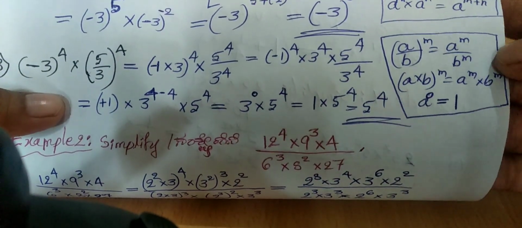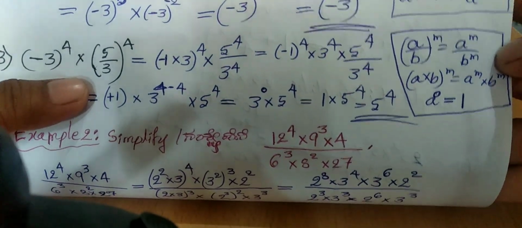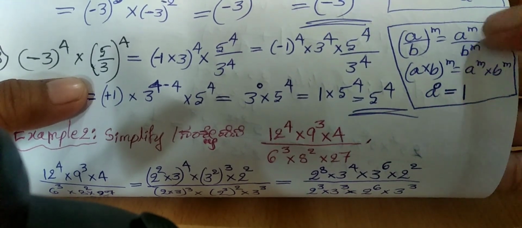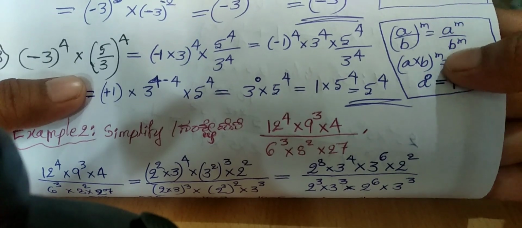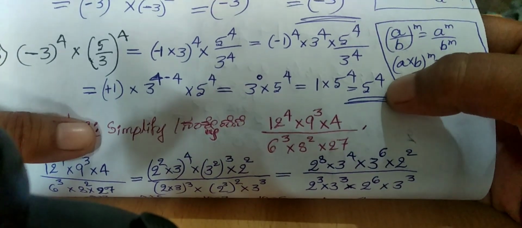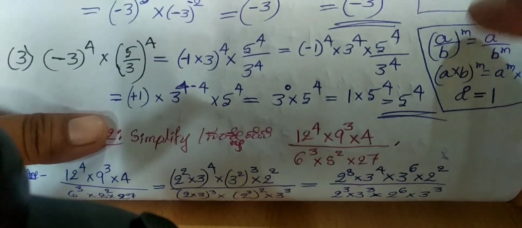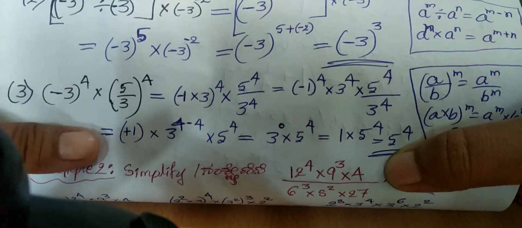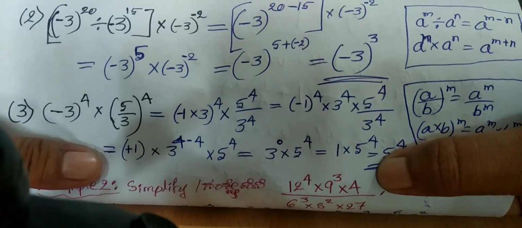Check here. We have simplified in easier steps. We have made use of the formula (a by b) whole to the power m equals a to the power m by b to the power m, and this (a into b) whole to the power m formula. So we got the answer directly, easily, as 5 to the power 4. Choose the formulas wisely. Only the thing you have to keep in mind is to think of the formula which will be applicable for the situation.